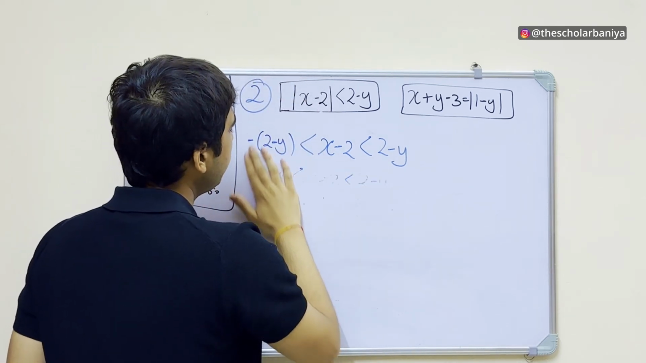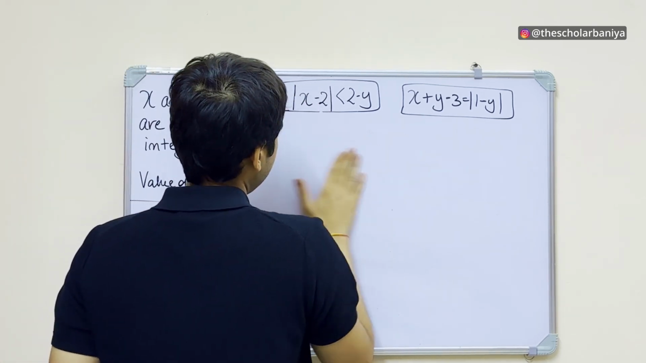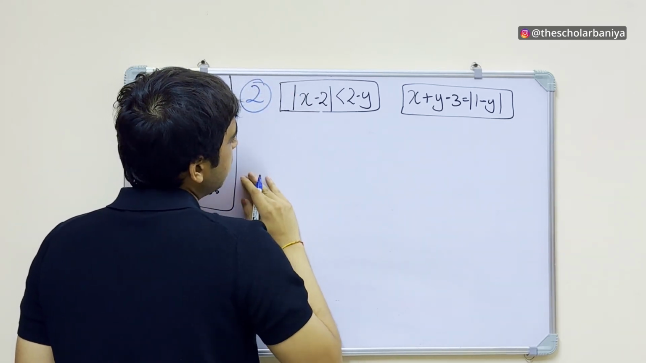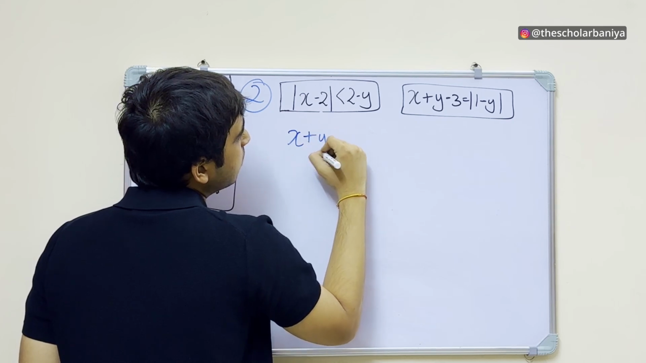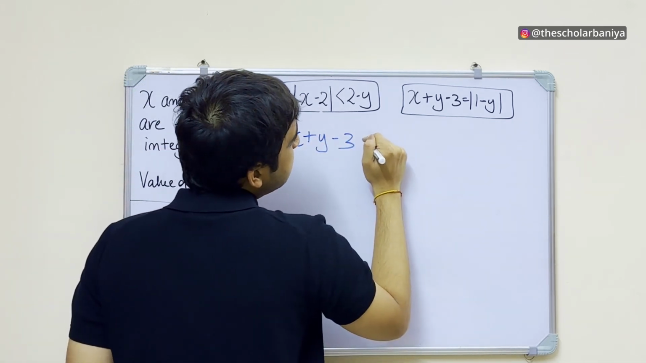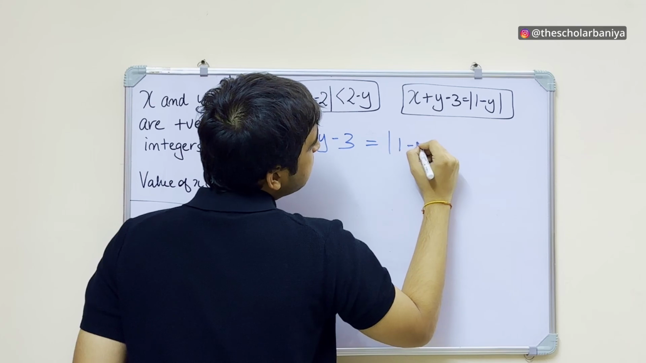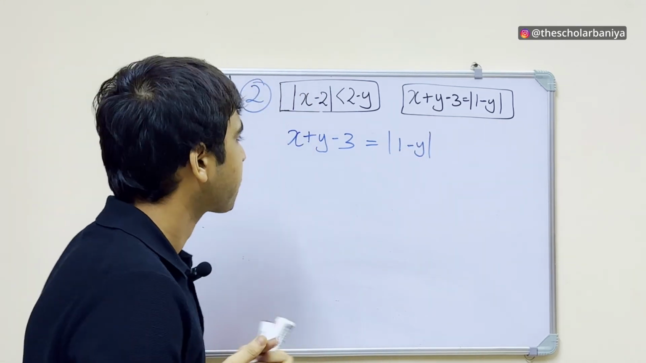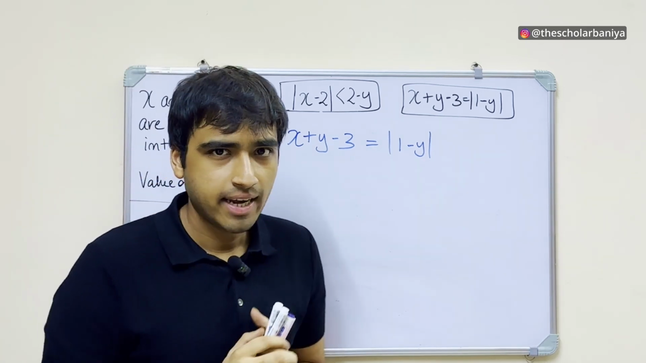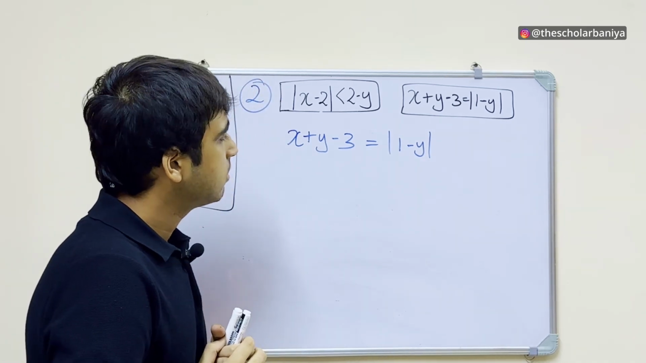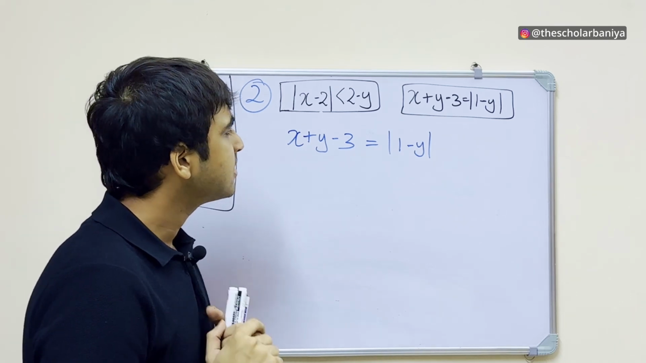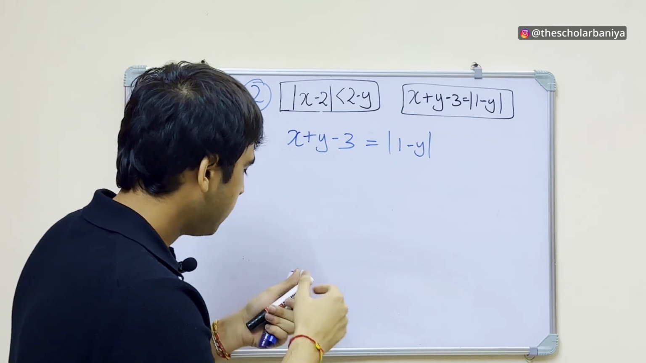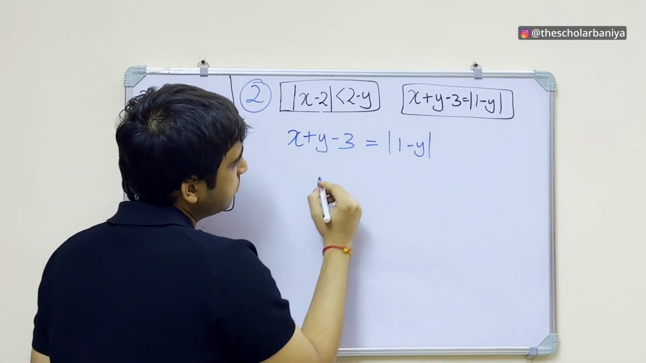Okay, now let's try to find out the answer for this, right? So x plus y minus 3 is equal to mod of 1 minus y, right? Okay, now tell me one thing again, right? Let's assume that, for example, we know that y is greater than 0.